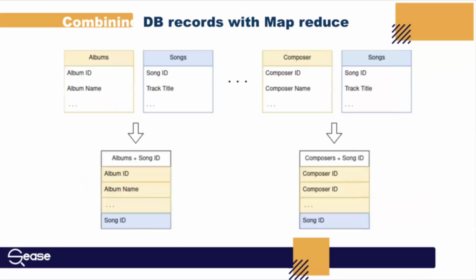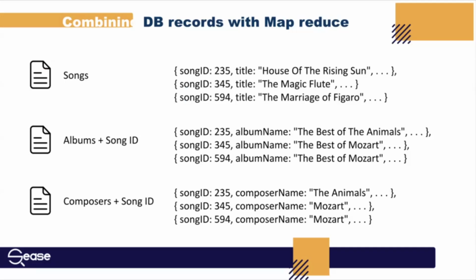So we do it for all tables, depending on the information we want. And this is what we get. Let's say we get a file or something in memory. Let's stay high level. We get a list of songs with all the information about songs. We get the full list of albums and the song ID, so the album name, album title, descriptions, whatever, and the song ID. Same story for composers, for tags, and for other values.